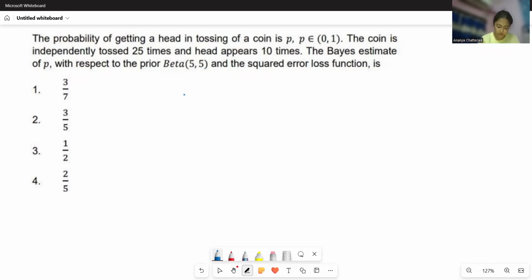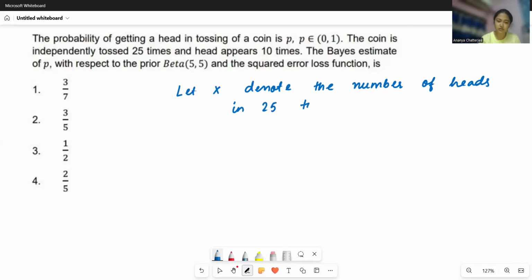Okay, so let's start with the problem. At first, let X denote the number of heads in 25 tosses. Okay, now given that X is equal to 10, N is equal to 25, right?